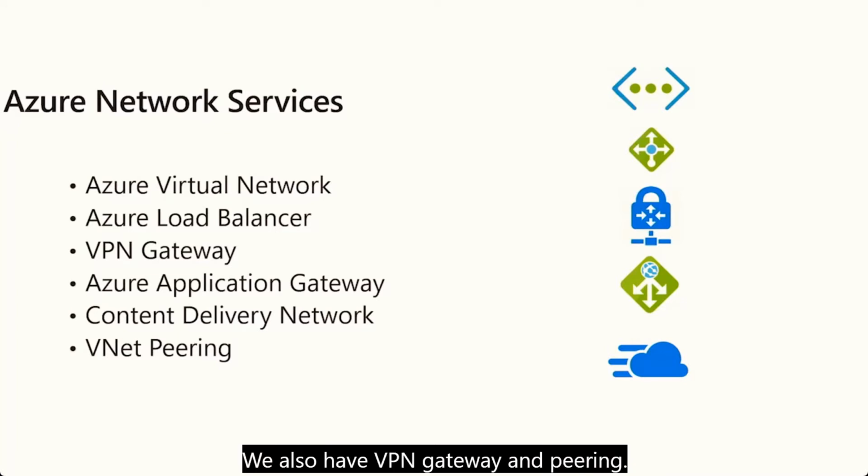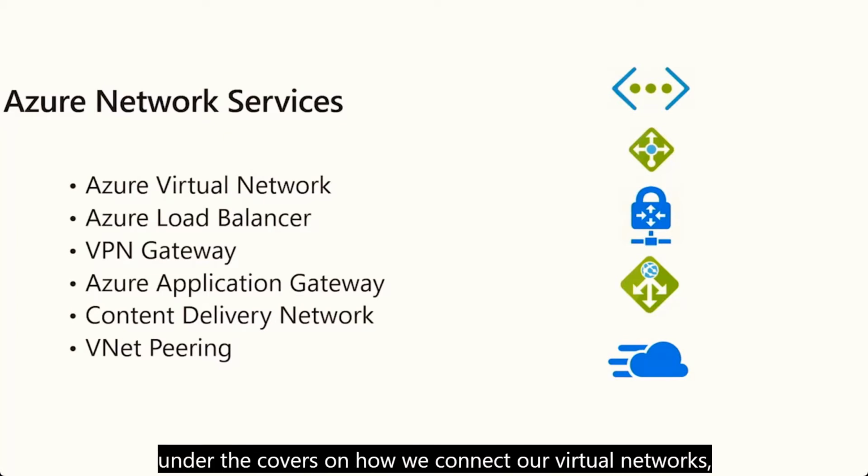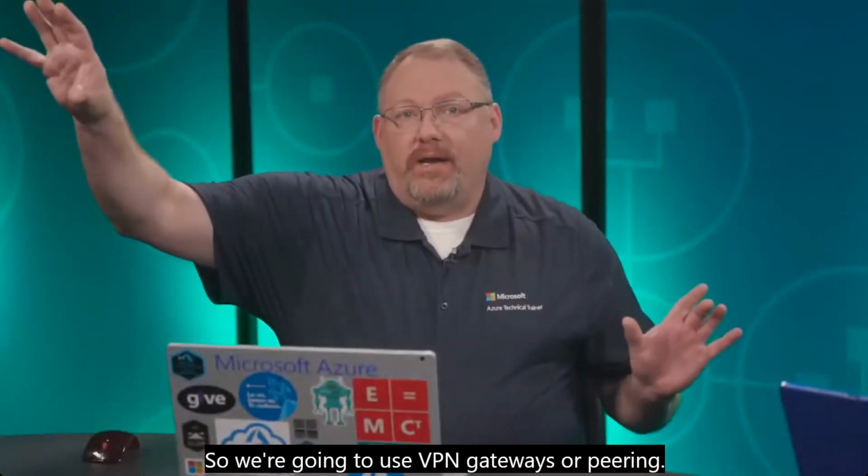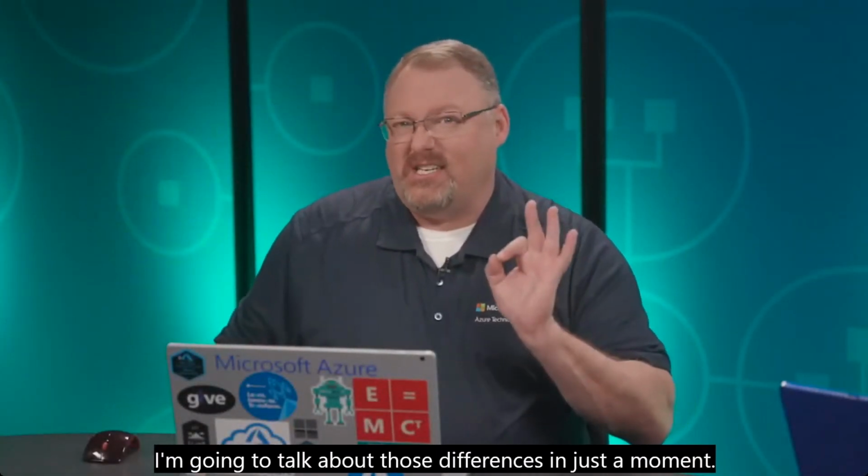We also have VPN gateway and peering, and I'm going to talk about those in a moment, but it's one of the key technologies we use under the covers on how we can connect our virtual networks, but also more importantly, how we can connect from on-prem into Azure for hybrid networking. So we're going to use VPN gateways or peering. I'm going to talk about those differences in just a moment.